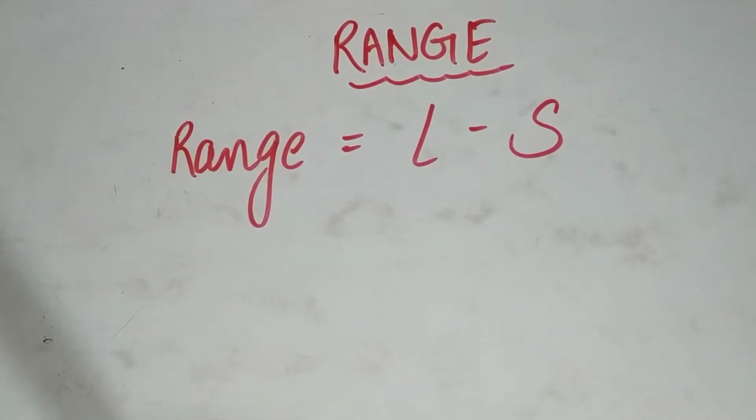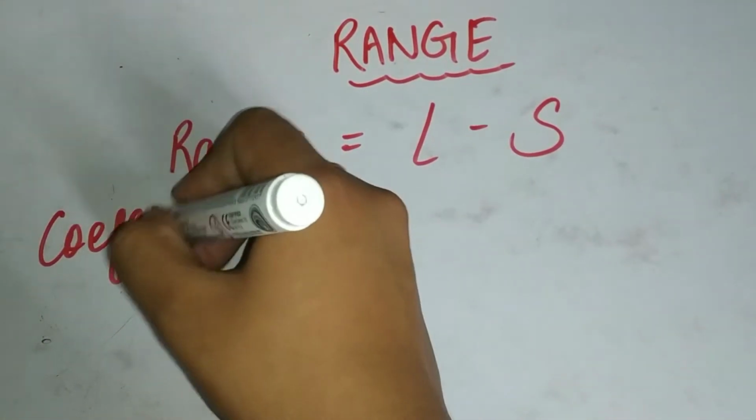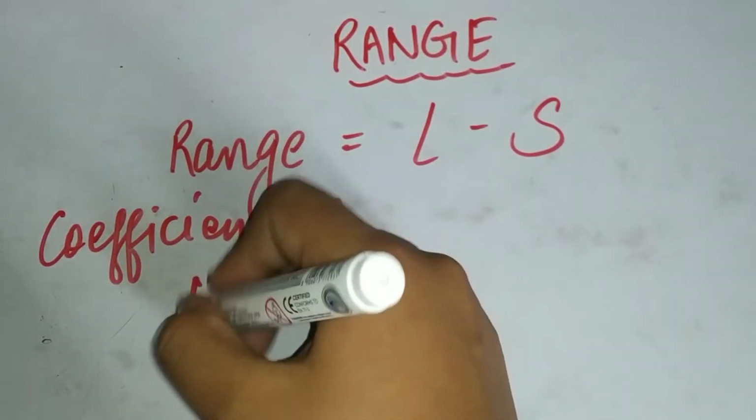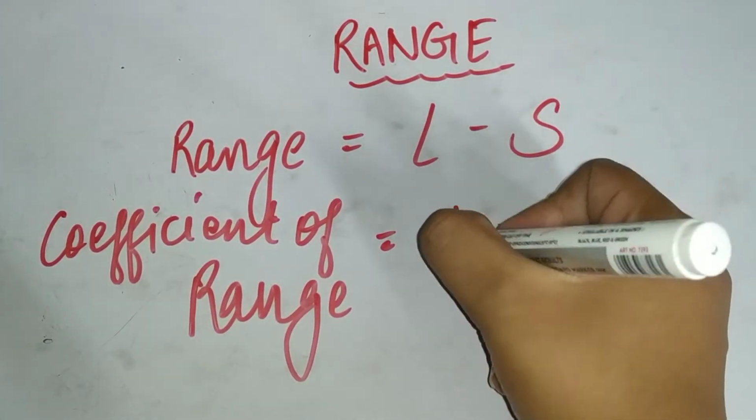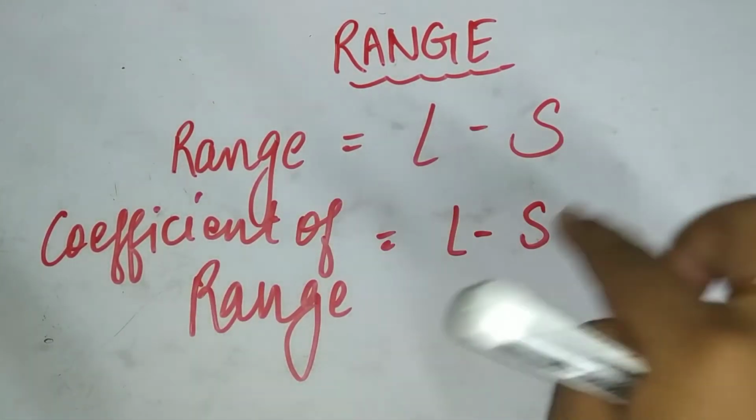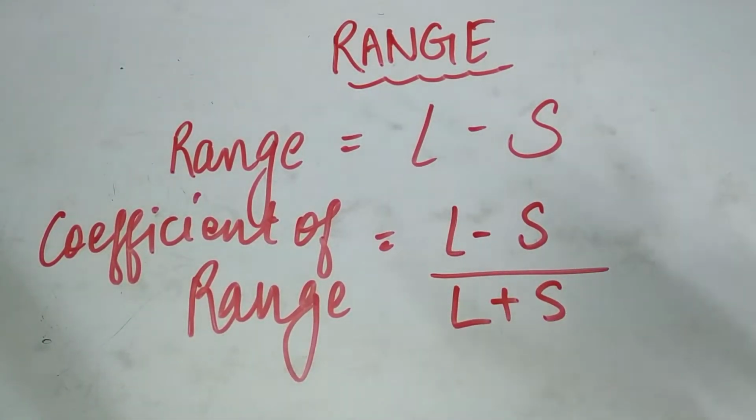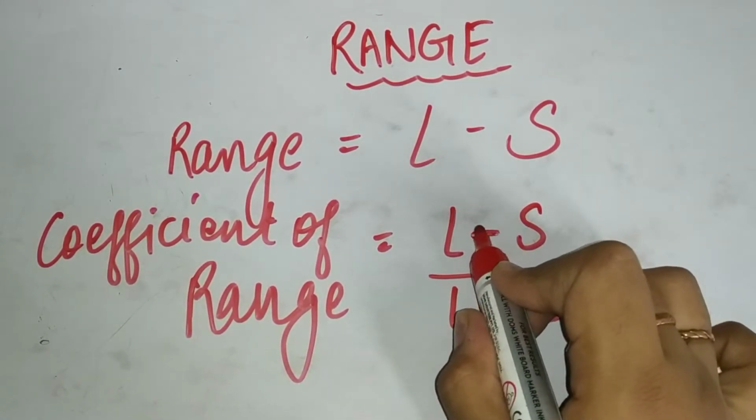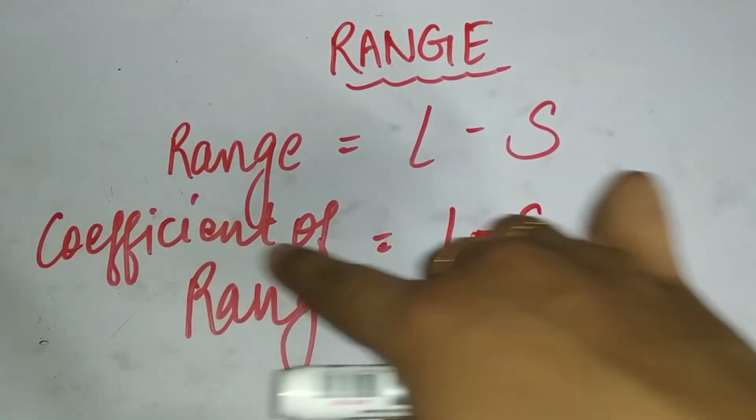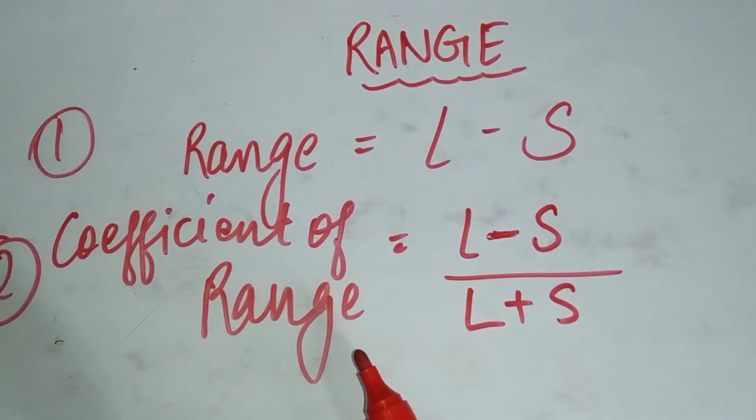One more formula we have to learn related to this topic, that is coefficient of range. The formula is: coefficient of range is L minus S, which means range, upon L plus S. L is the largest value in a data and S is the smallest value. Okay, on top it is subtraction, and at the bottom it is plus. So this is coefficient of range, 1 and 2. Only two formulas you have to learn for this topic.